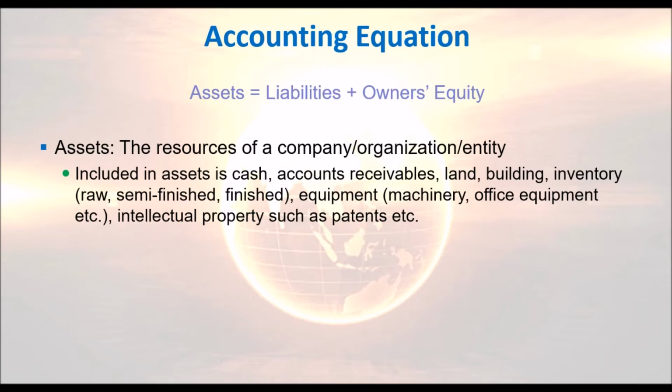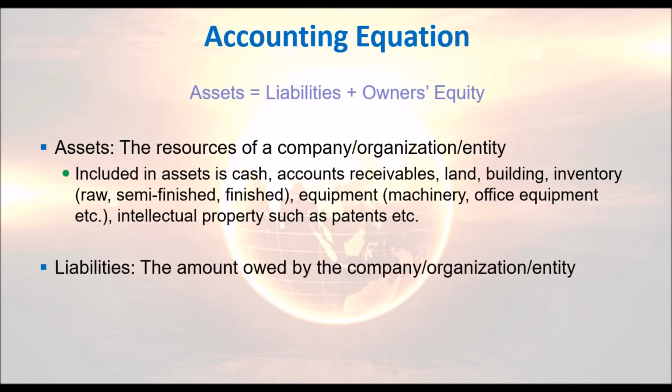If the entity owns a piece of land or a building, that's an asset. Inventory, whether it's raw material, semi-finished goods, or finished goods, that's all assets. Other examples of assets: equipment. You can have machinery, you can have office equipment, you can even have office furniture as an asset. And then there's intellectual property such as patents that are also assets because they have value.